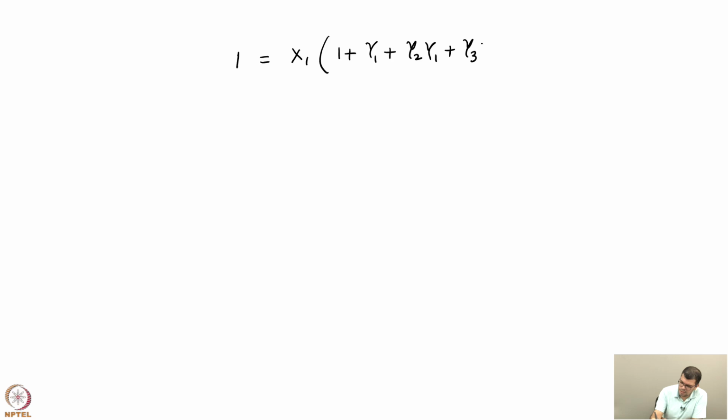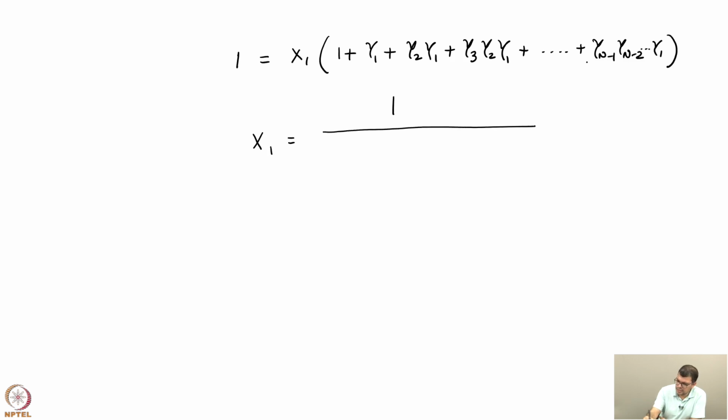So, let me rewrite this again. 1 is equal to x1 times 1 plus gamma 1 plus gamma 2 gamma 1 plus gamma 3 gamma 2 gamma 1, all the way going up to gamma n minus 1, gamma n minus 2, times gamma 1. This tells me that the value of x1 is simply equal to 1 upon this entire expression, which is 1 plus gamma 1 plus gamma 1 gamma 2 plus gamma 1 gamma 2 gamma 3, going all the way to gamma 1 gamma 2 up to gamma n minus 1. And that is the expression for x1.